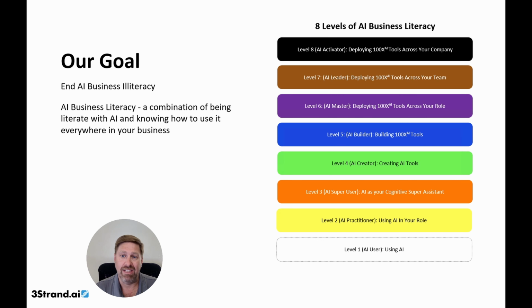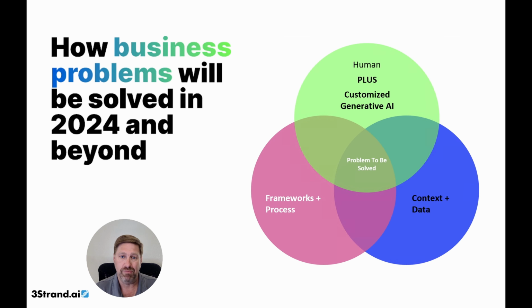Our goal is to end AI business illiteracy, starting with those in your business. We can help individuals at any level within your business and with any AI and knowledge level, starting from the bottom with someone who isn't using AI at all, helping them earn their white belt, and progressing up through the ranks of AI business literacy all the way to black belt.